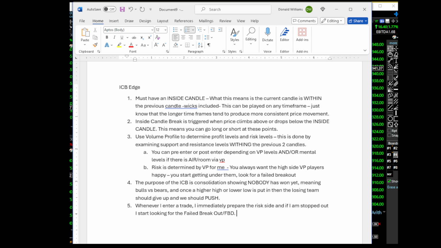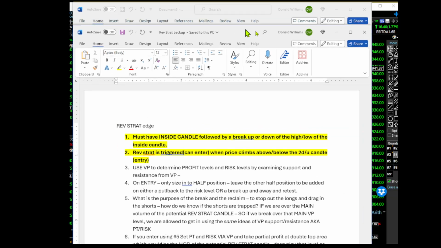All right, how many of you know what the Rev Strat is? Because we did the Rev Strat. Here's the Rev Strat document. We did this exact same thing with the Rev Strat. It's right here.